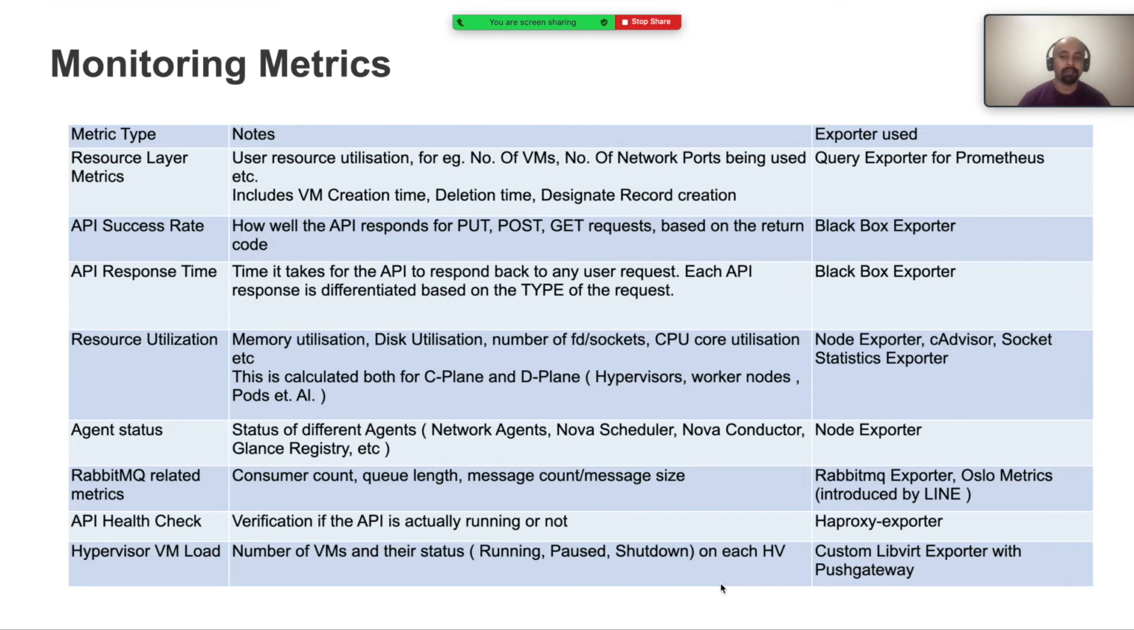And finally, we have the hypervisor VM load. This is basically telling us the number of VMs running on the system and whether our scheduling algorithm on the compute side is working correctly. Because if the scheduler algorithm is incorrect, in that case, the VMs may not be distributed properly across all the available hypervisors.